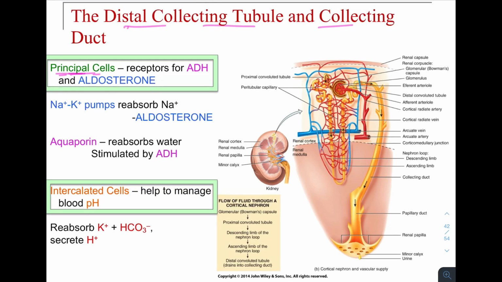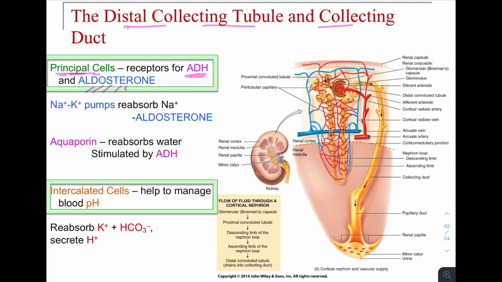These principal cells are going to be sensitive to antidiuretic hormone and aldosterone. And this goes with the conversation of the production of either dilute or concentrated urine, because these hormones will change that concentration of the filtrate as it's moving through the distal convoluted tubule and the collecting ducts.